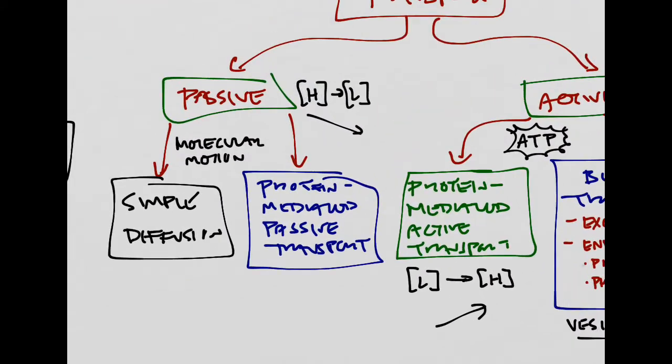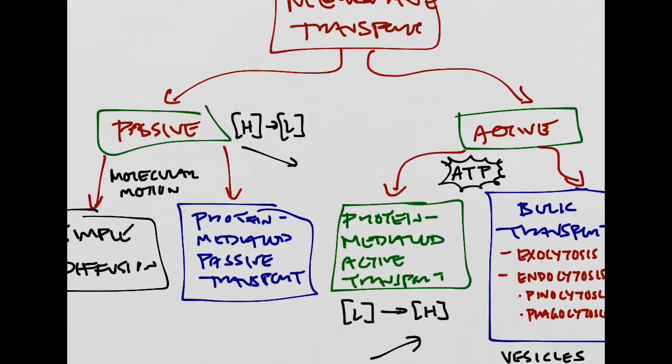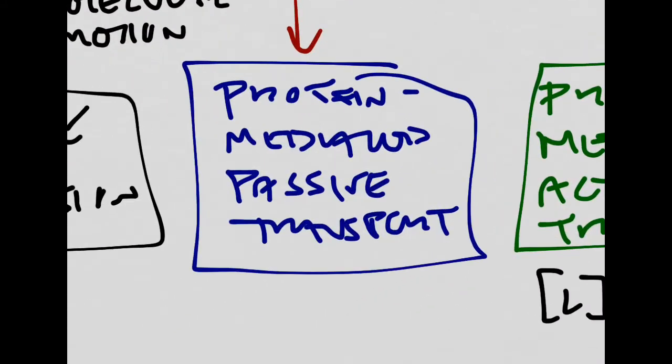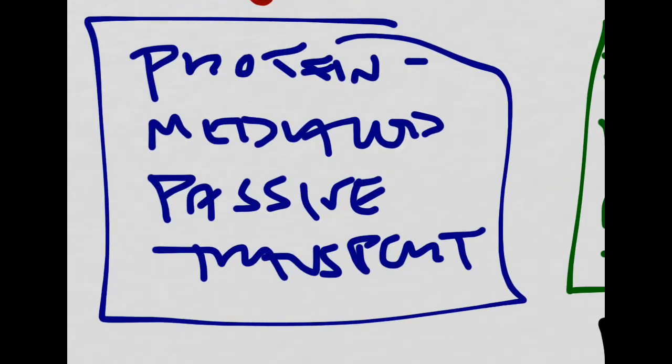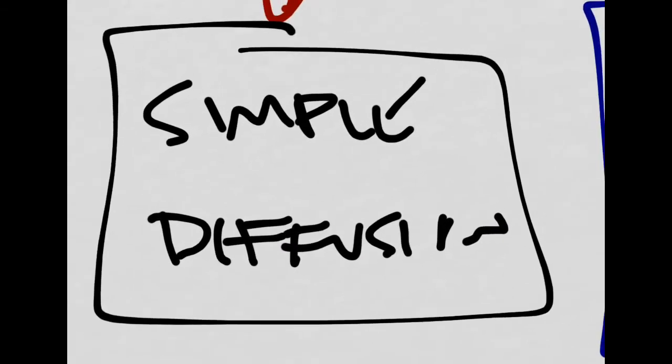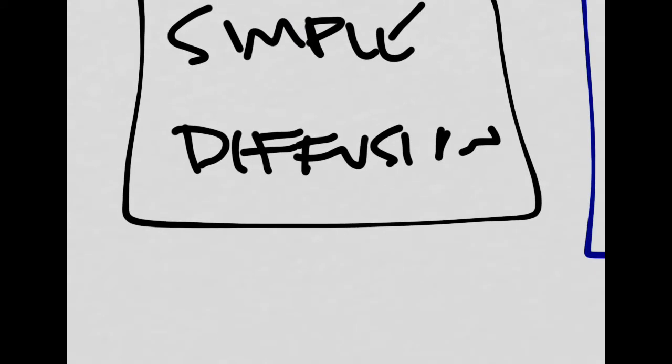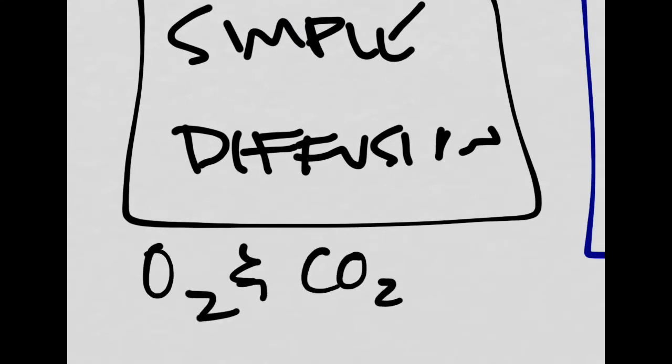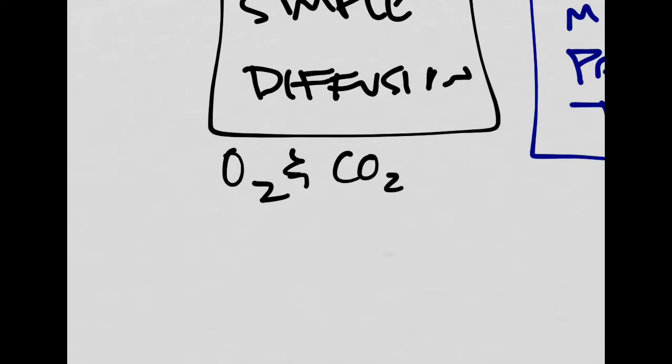Okay, so there we go. That's our overview of membrane transport. Like I said, I want to focus in on this concept of protein-mediated passive transport. So why is this needed? Well, perhaps it's important to understand first that simple diffusion is what we talked about when we talked about osmosis, the movement of water through a selectively permeable membrane. But we can also move things like oxygen and CO2 through the cell membrane without too much trouble.